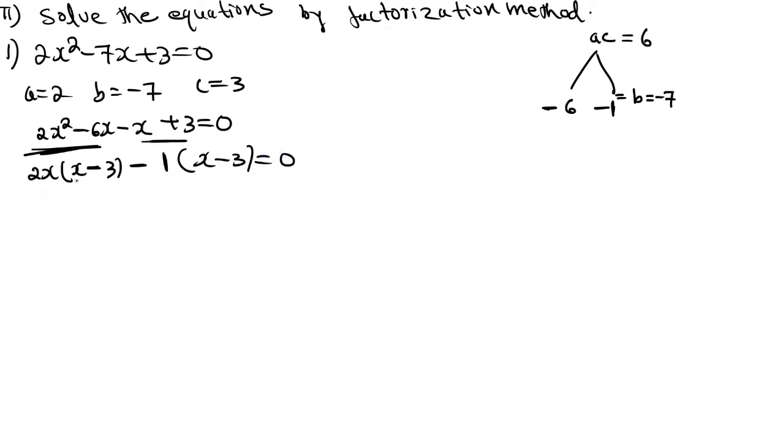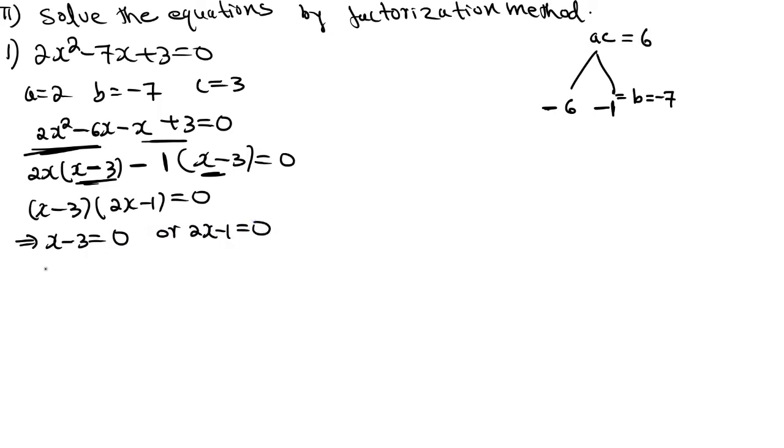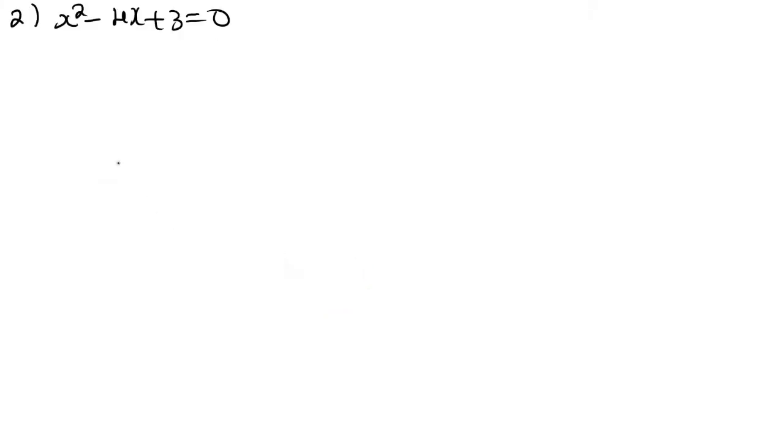Now see, what is the common term? Here x minus 3 is there, here also x minus 3 is there, right? So take x minus 3 outside. What's the remaining term? 2x minus 1 equal to 0. This implies x minus 3 equal to 0 or 2x minus 1 equal to 0. Then x is equal to, take minus 3 to right hand side, equal to plus 3, or 2x is equal to 1. This implies x value is equal to 1 by 2.